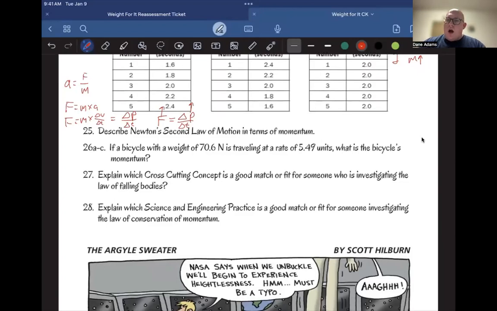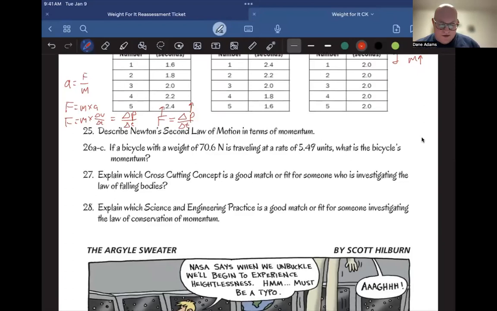Again, we've said before, an object doesn't need a force to have momentum, even a big amount of momentum. A force is only required to change momentum. So, to state number 25 totally correctly, I would say something like, the bigger the force on an object, the more that object changes its momentum. I hope that makes sense.